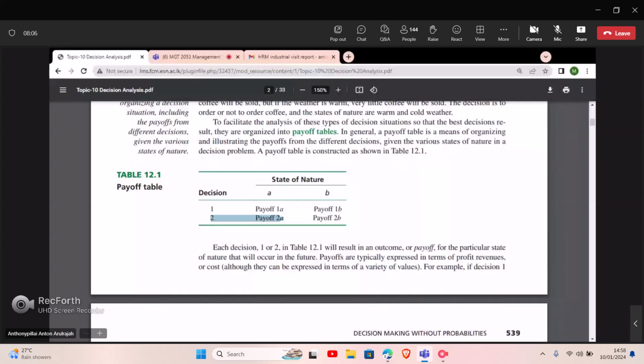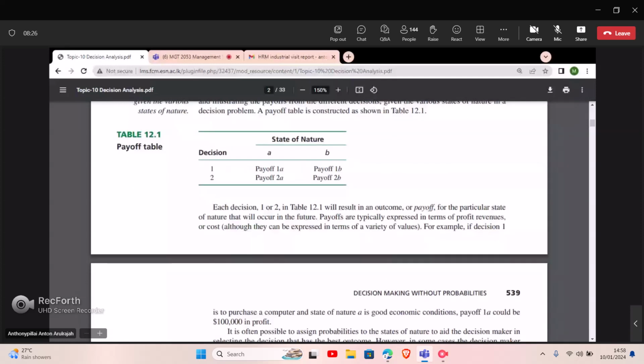So to construct a payoff table, we need all this information. We have to know what the states of nature are, what the decision situations are, and whether probability can be assigned or not. To construct a payoff table, column-wise there should be the states of nature, and row-wise the decision situations. You can read it and you have time to understand.